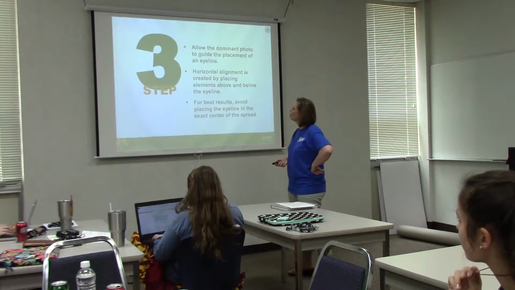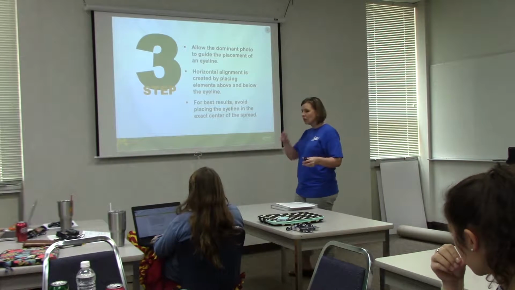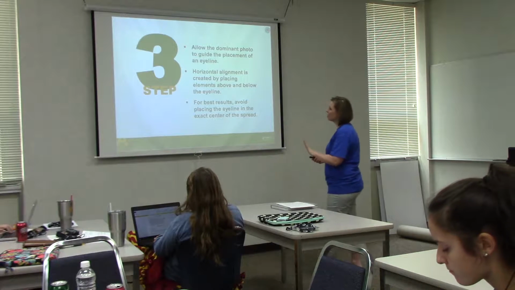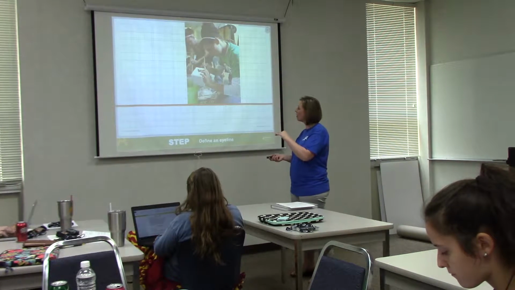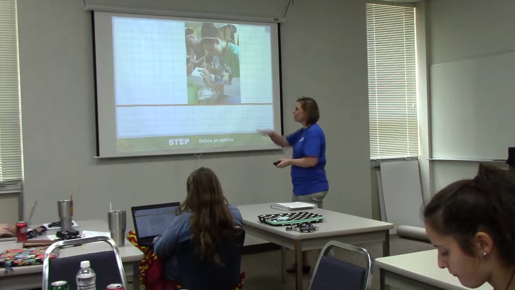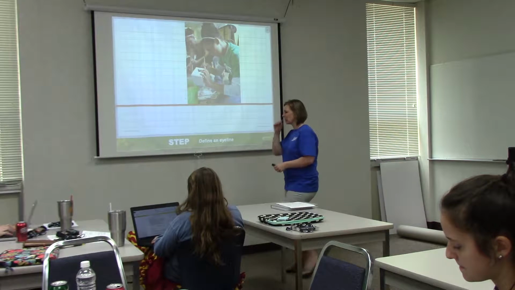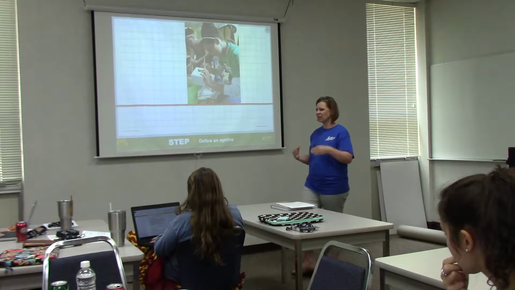Allow the dominant photo to guide and place the eye line. The eye line is invisible, but it helps your reader follow along through the page. Once you get your dominant placed, that's going to set the eye line, so the top of it, the bottom of it, wherever it's going to fall. I would never put your eye line straight across half the page. That makes it really hard for your reader, and it breaks up your page so you don't know that it's all tied together.